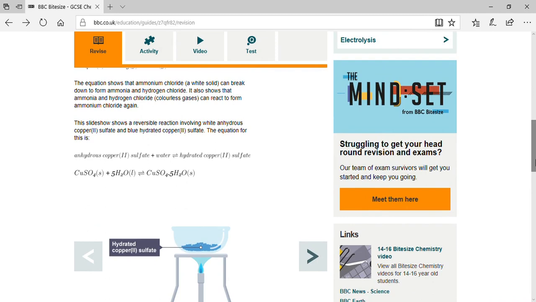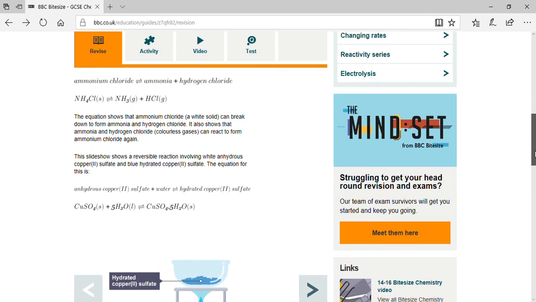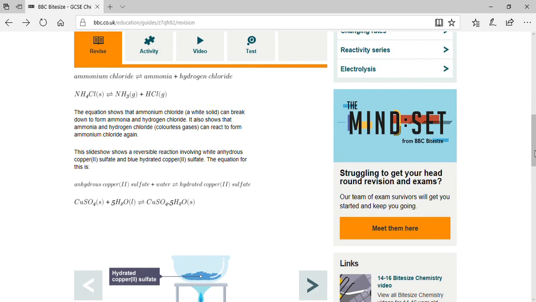So the reaction that I explained to you just before shows that ammonium chloride converts into ammonia and hydrogen chloride. It also shows that ammonia and hydrogen chloride, both colorless gases, react with each other to form ammonium chloride again. Clear? Great.